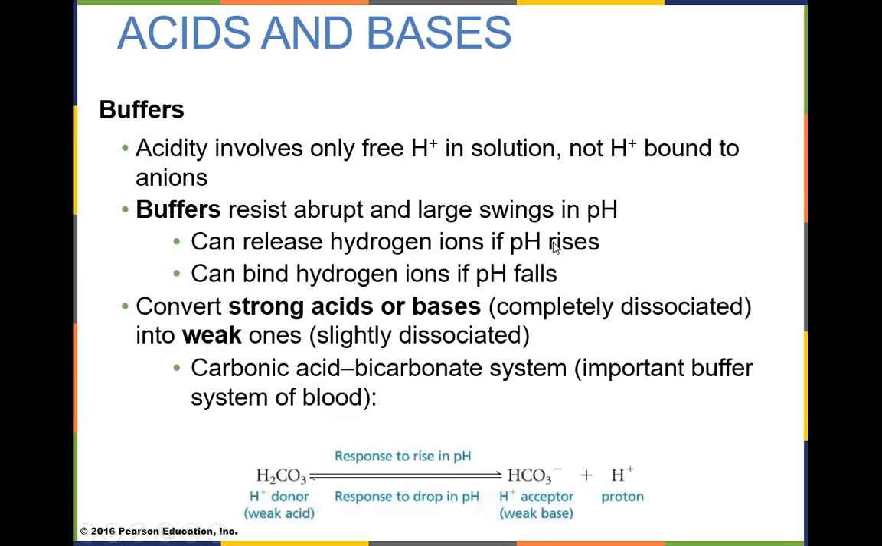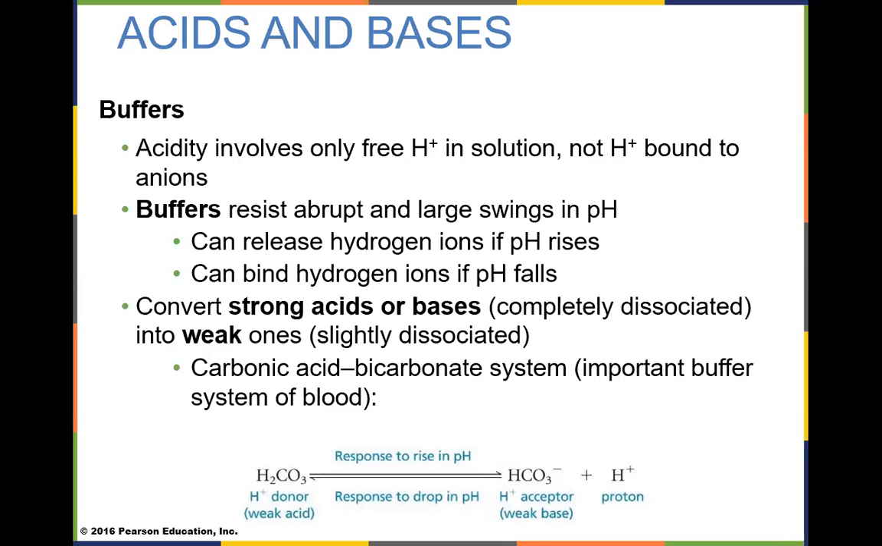And we use a system of what we call buffers to break down a strong acid or a strong base. We break them down to a weak acid or a weak base. For example, the primary buffering system in our bodies, and we're going to talk a lot about that in AP2, so don't worry too much about this right now, is the carbonic acid bicarbonate system.